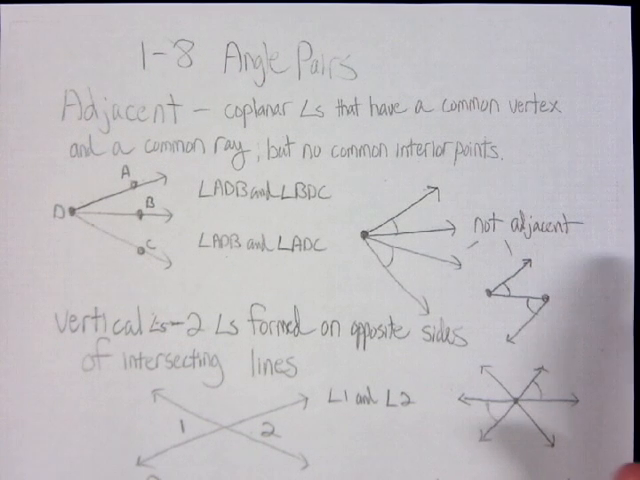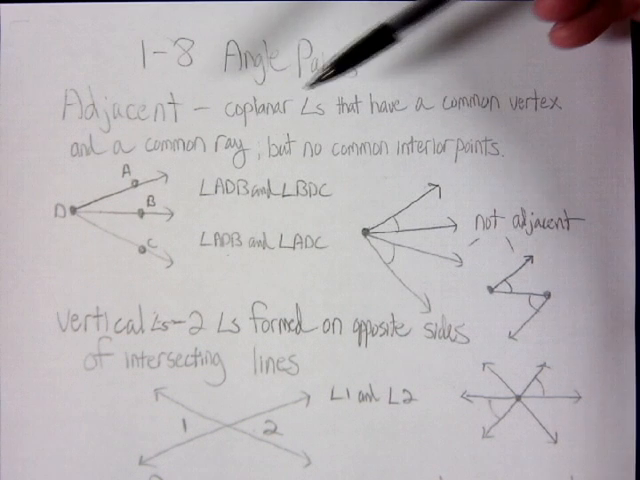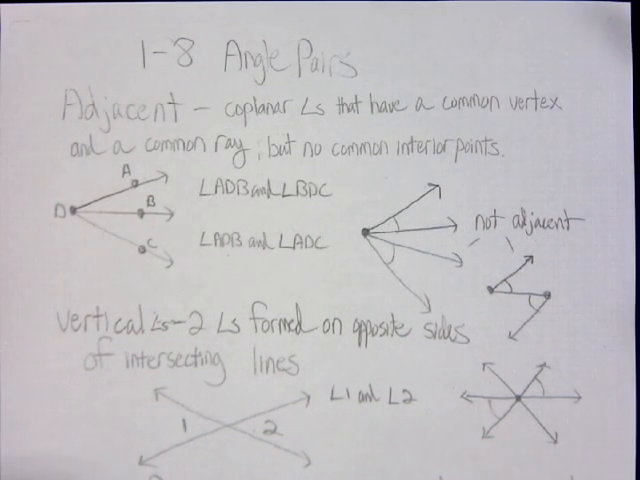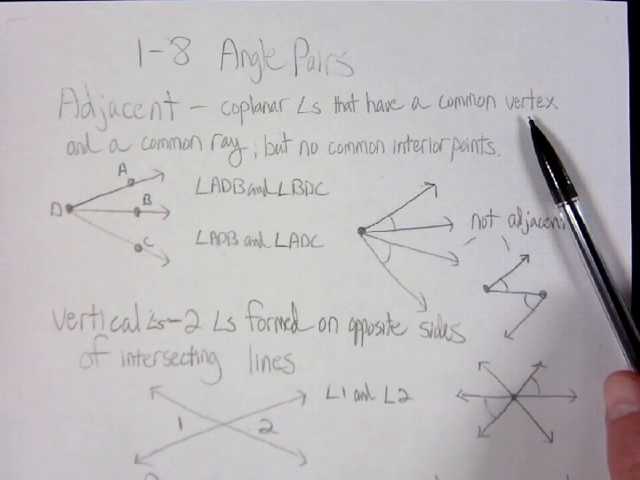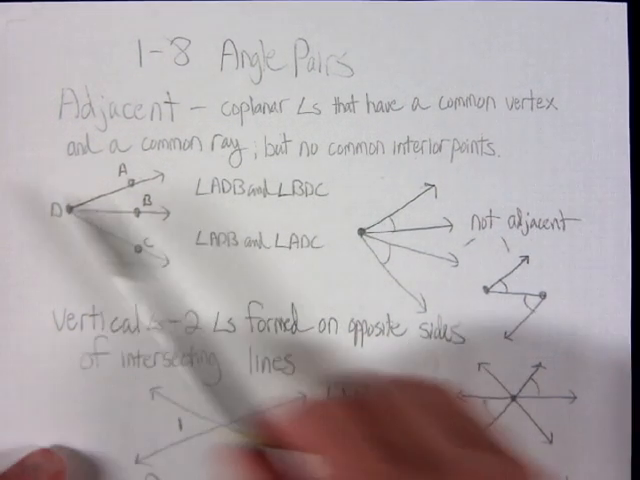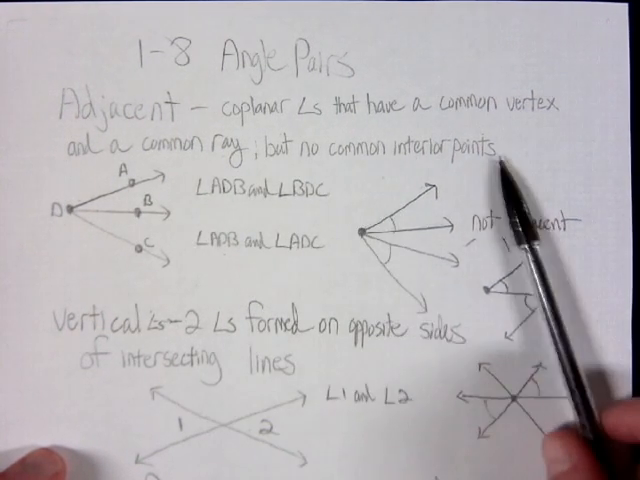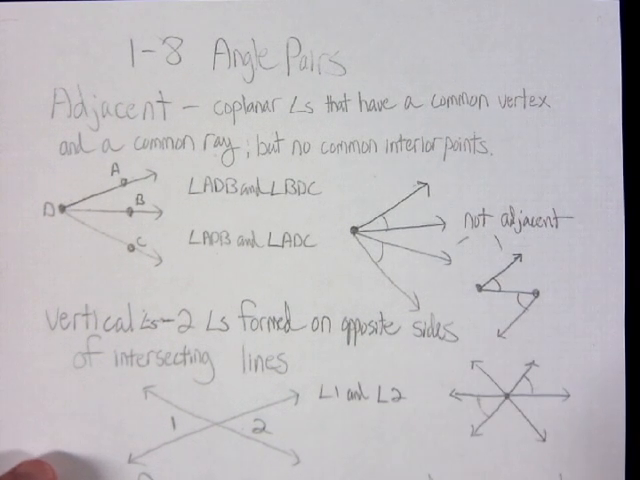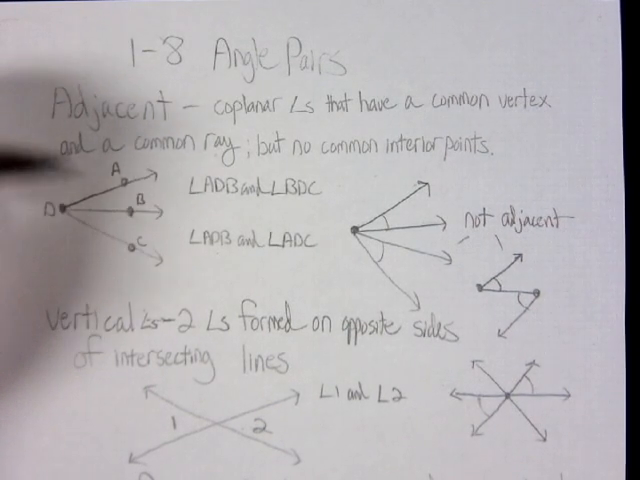Okay, so for two angles to be adjacent, number one, they've got to be coplanar. Remember, that means on the same plane. So you've got to have two angles that are in the same plane. They have to have a common vertex. That means they've got to have the same vertex. So if point A is the vertex for one of the angles, then point A has to be the vertex for the other one. They have to have a common ray. That means they've got to have a common side. But no common interior points. That means they cannot overlap.